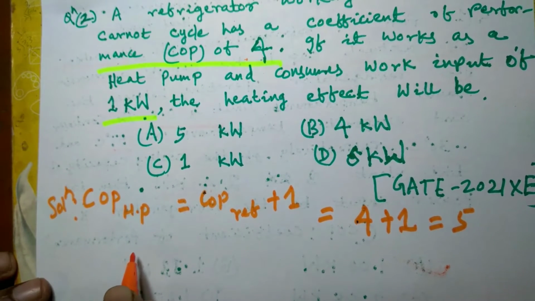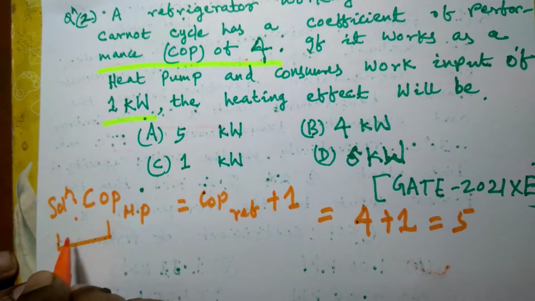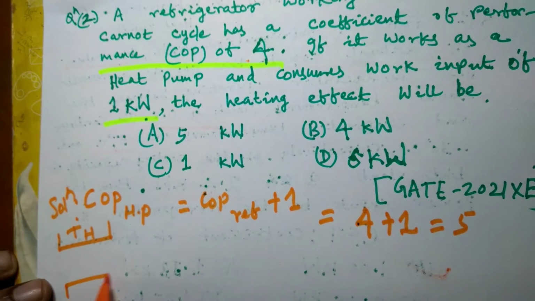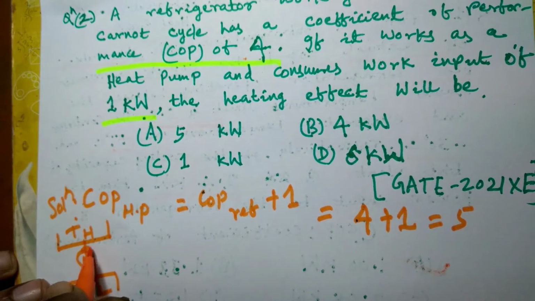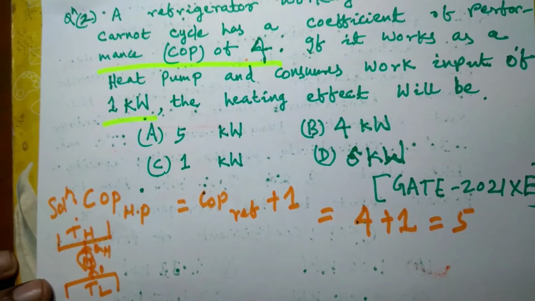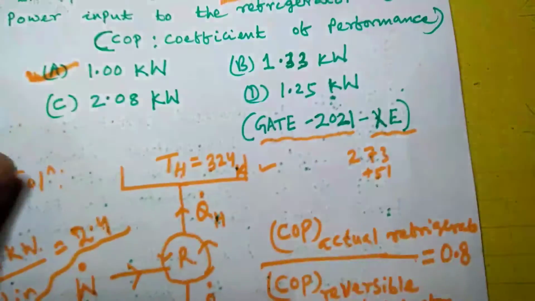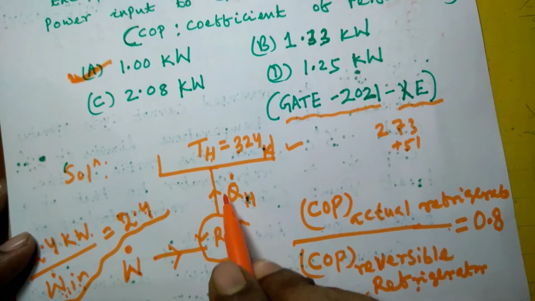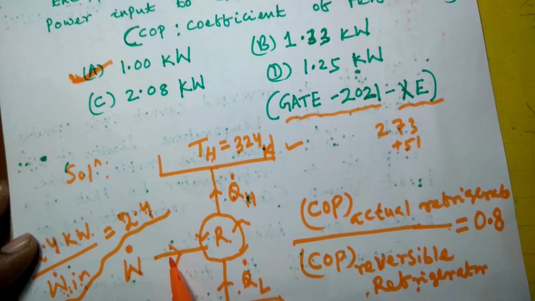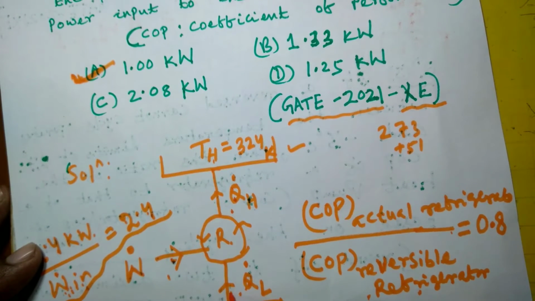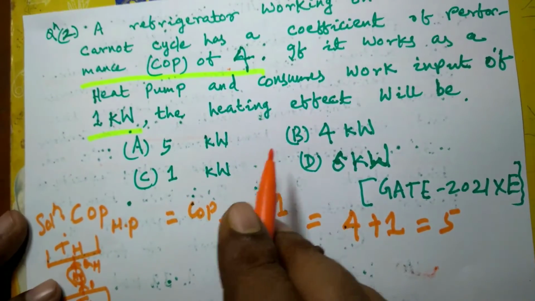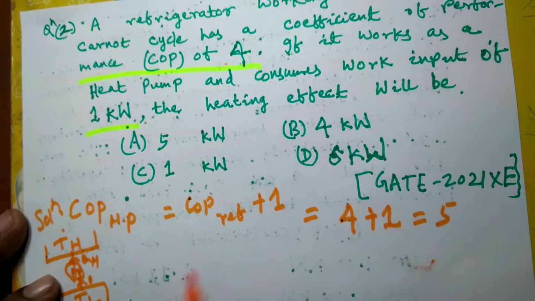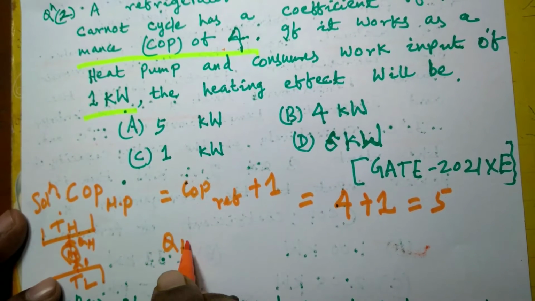And COP of heat pump is nothing but, suppose this is the TH, higher temperature, this is the TL, this is the heat pump, this is the QH, this is the QL. The same figure is drawn here. COP of this heat pump will be Q dot H divided by W dot, and for refrigerator it will be Q dot L divided by W dot. So here the heating effect is required to be found out. Heating effect is nothing but Q dot H.